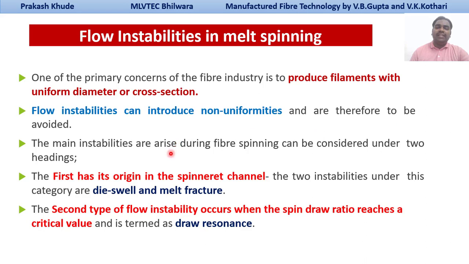The main instabilities that arise during fiber spinning are considered under two headings. The first has its origin in the spinneret channels. Under this, there are two instabilities that occur: die swell and melt fracture. The second type of flow instability occurs when the spin draw ratio reaches a critical value, which we call draw resonance.